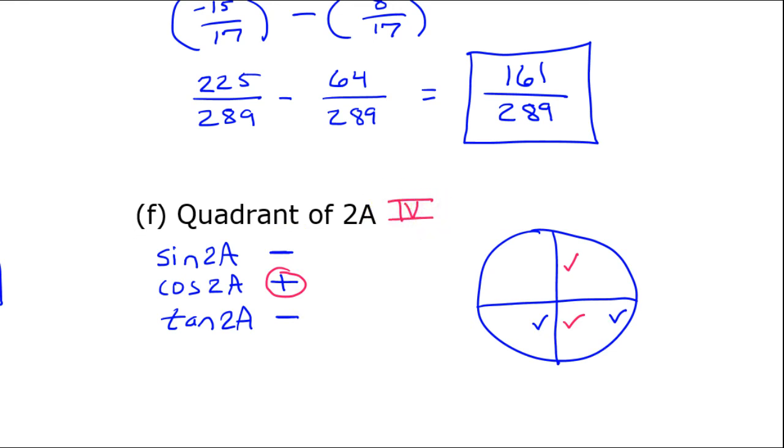Alright, but let's follow through and look at the tangent. Where is the tangent negative? Well, the tangent function is going to be negative in quadrant 2 and quadrant 4. So again, we see that quadrant 4 satisfies all three statements. Quadrant 4 is the answer.